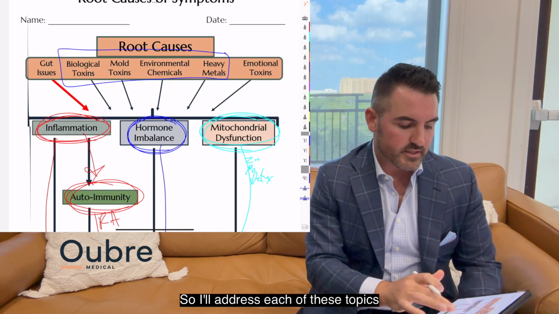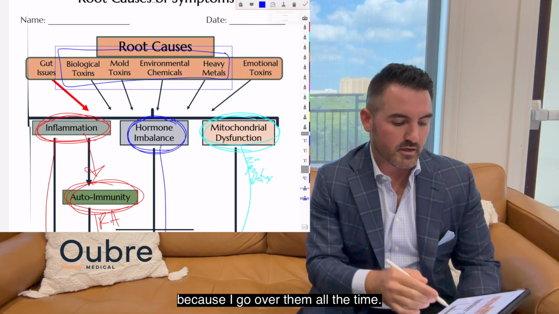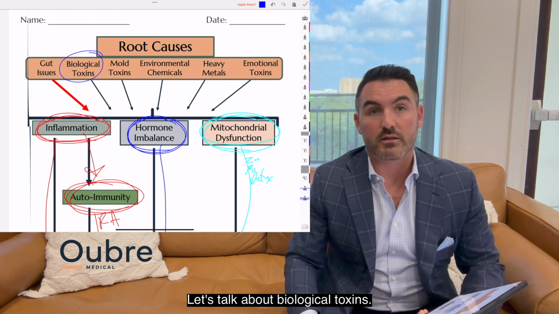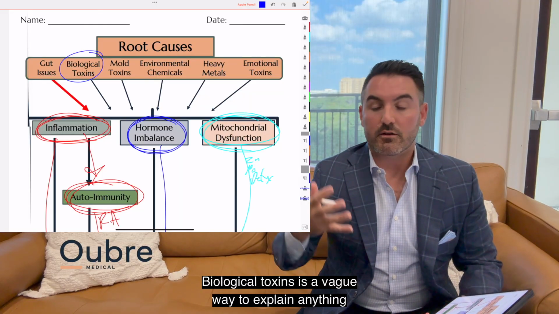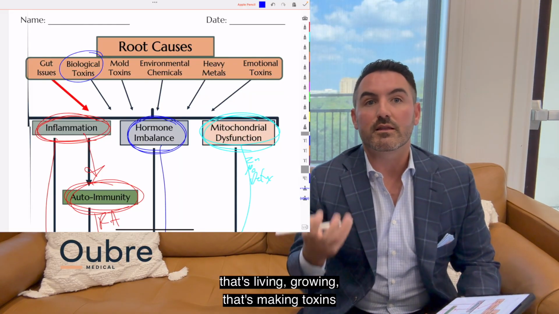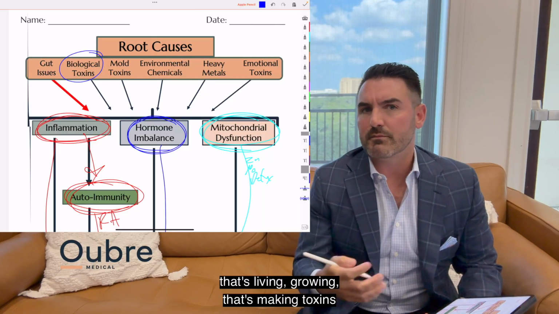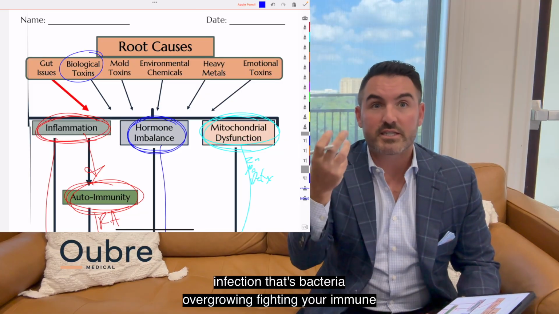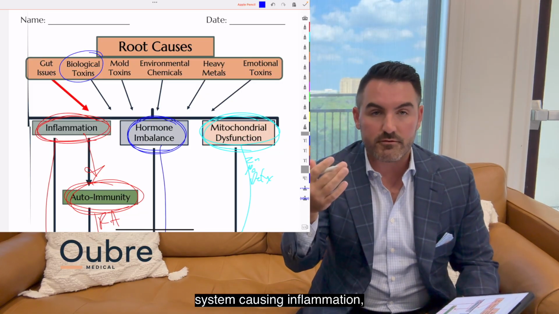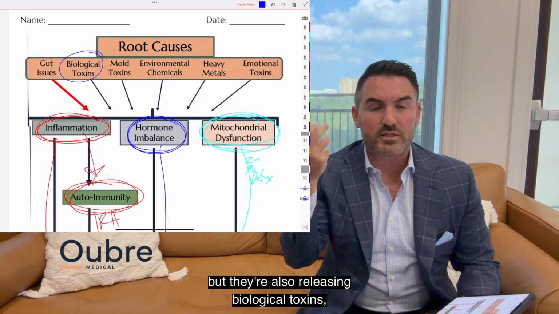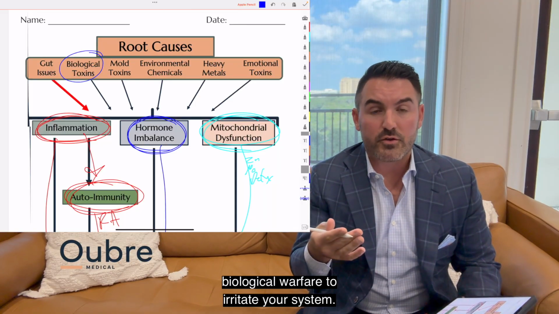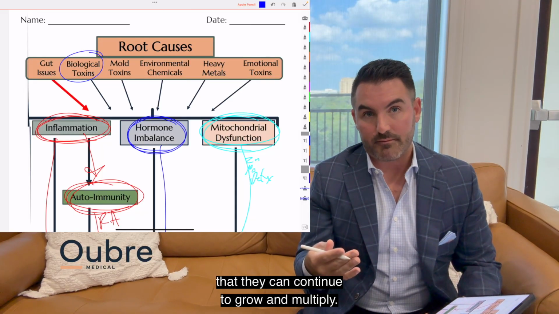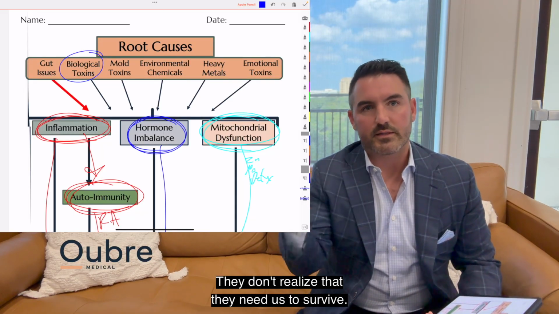So I'll address each of these topics because I go over them all the time, but you may not understand what I mean by biological toxins. Let's talk about biological toxins. Biological toxins is a vague way to explain anything that's living, growing, that's making toxins to make you feel the way you feel. Well, what do I mean by that? Let's say you have a sinus infection. That's bacteria overgrowing, fighting your immune system, causing inflammation, but they're also releasing biological toxins, biological warfare to irritate your system. They're trying to kill you so that they can continue to grow and multiply. They don't realize that they need us to survive, but that's a whole different story.